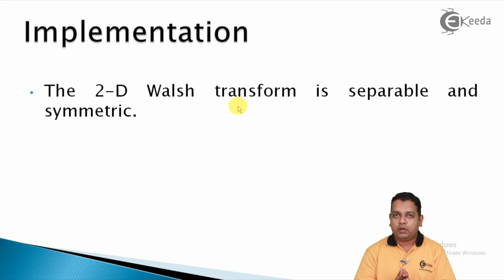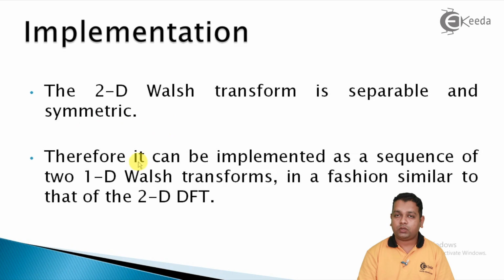To talk about the implementation, the two dimensional Walsh transform also provides the separability property. As in the case of the discrete Fourier transform and the discrete cosine transform, the Walsh transform is also a discrete one, where we can use a pair of one dimensional transformations to achieve the two dimensional transformation. It also provides the symmetric property with respect to the transformation matrix. Therefore it can be implemented as a sequence of two 1D Walsh transforms, in a fashion similar to that of the 2D DFT.